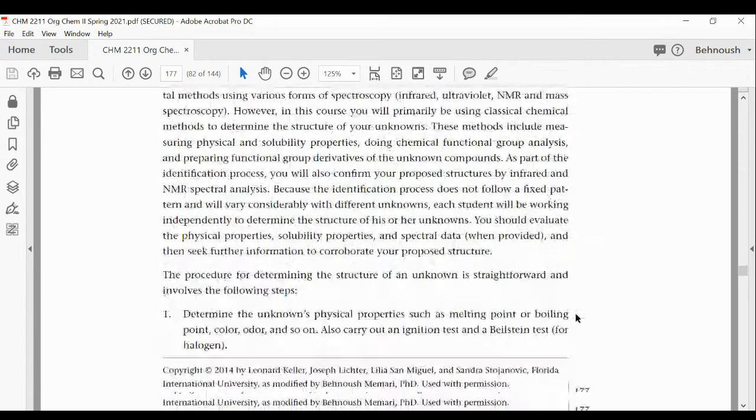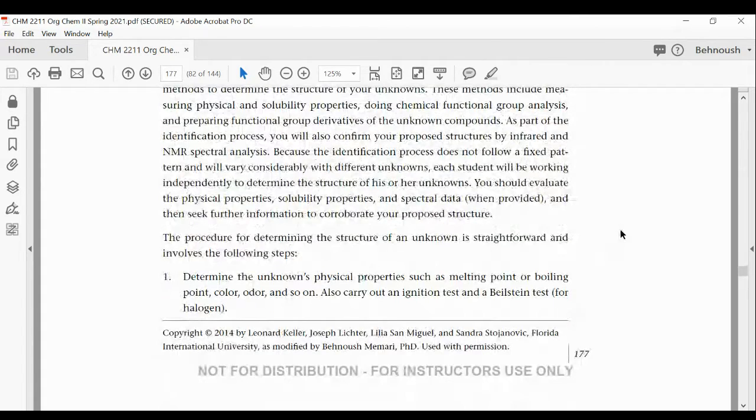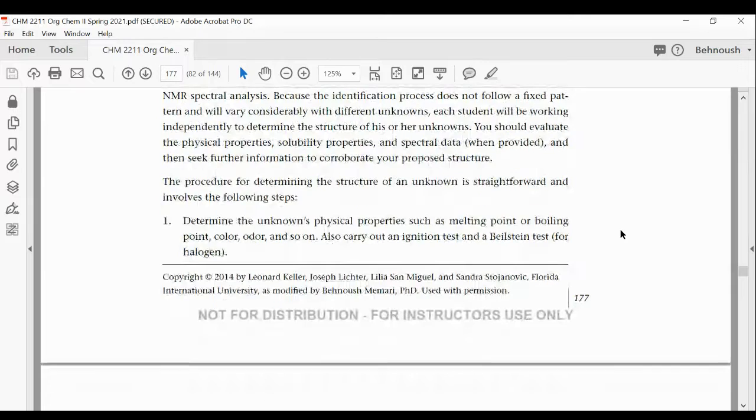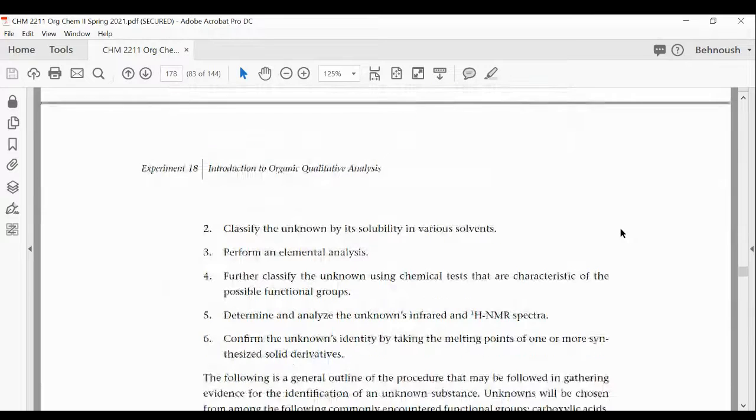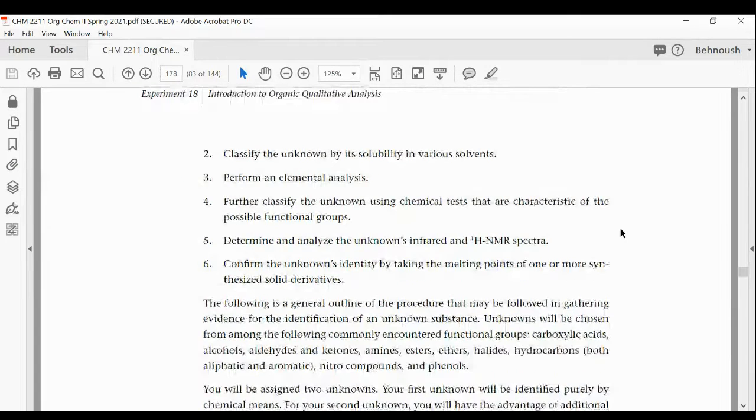Can anyone tell me what it means if the compound dissolves in water? What's the conclusion? I would say it's a salt. It's ionic. Or highly polar, right? Yeah.